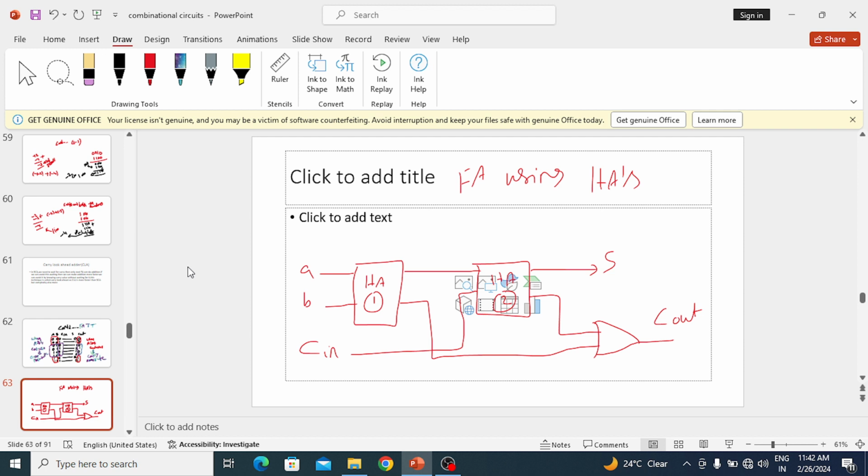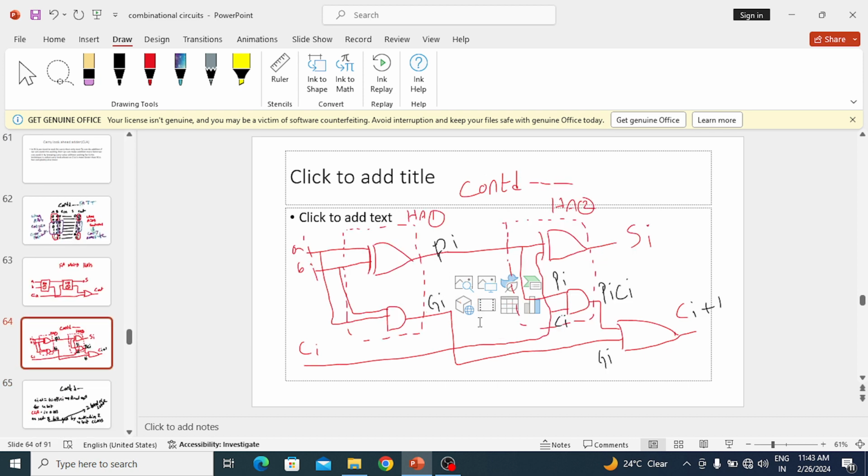To get those equations, we need this diagram. This is not the carry look ahead adder. What is this diagram? Full adder using half adders. I already explained how to do it. This is the symbolic and this is the logic diagram, the same.